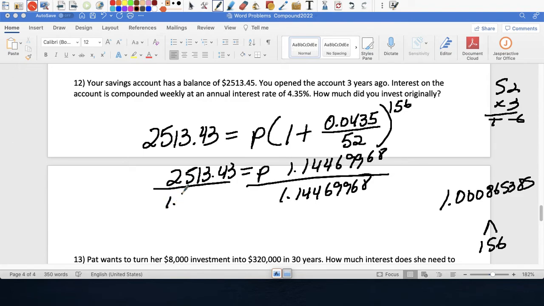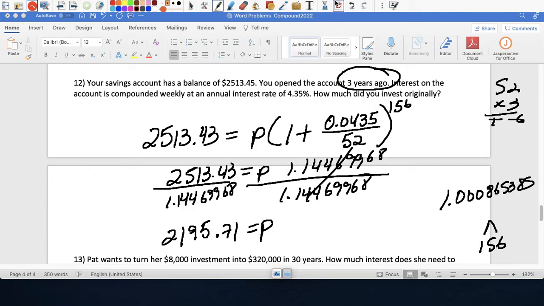Divide this side by that ugly number. These two go away, simplifies to 1, and then let's divide that. So 2513.43 divided by 1.144699968. Enter. That means I started my bank account, or I deposited initially $2,195.71. That's how much I started. So I made about what, $300? Yeah, $308 or something like that. All right. But again, I only left the money in the bank account for 3 years.